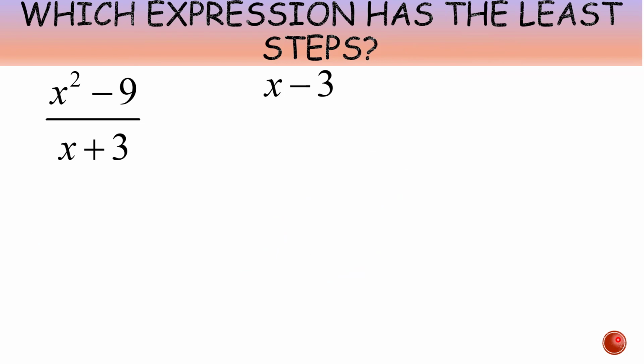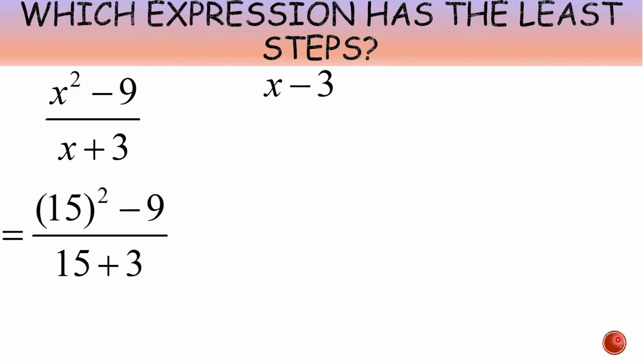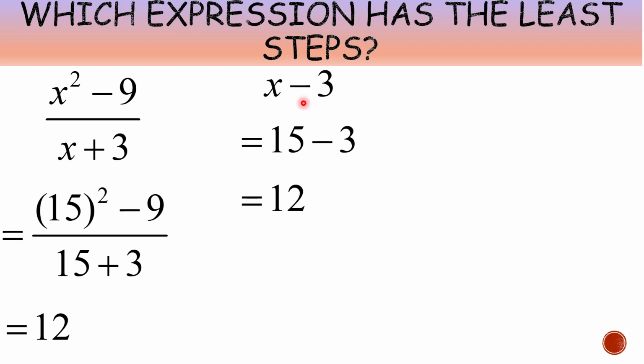Which expression has the least steps? If we look at x squared minus 9 divided by x plus 3, and we use 15 as x, we then realize the answer is 12. But look at all the steps. So which expression has the least steps? This one or just x minus 3? Because if we use x minus 3, we can just say 15 minus 3 is 12. So obviously the x minus 3 has got way less steps than this one. So how can we change this expression to this one and make our lives easier?